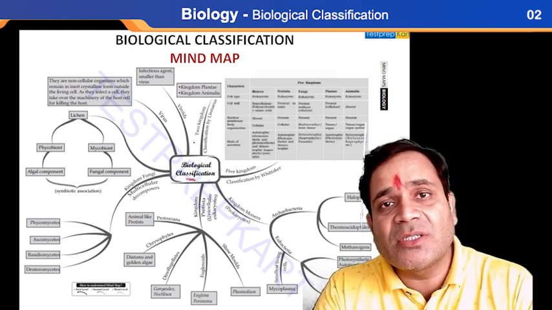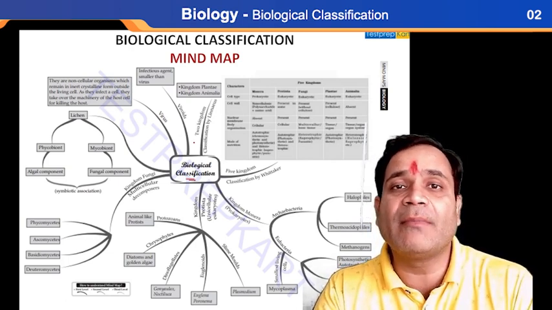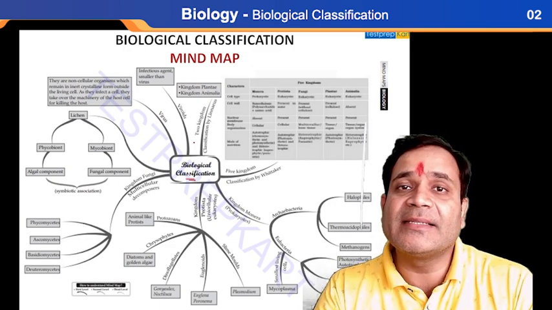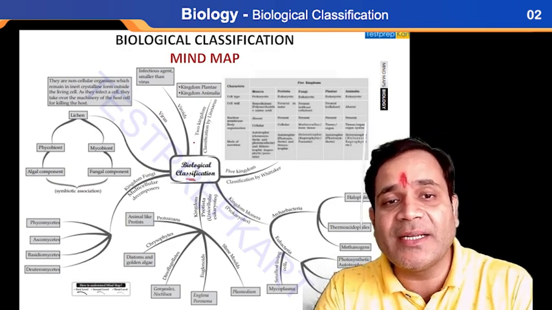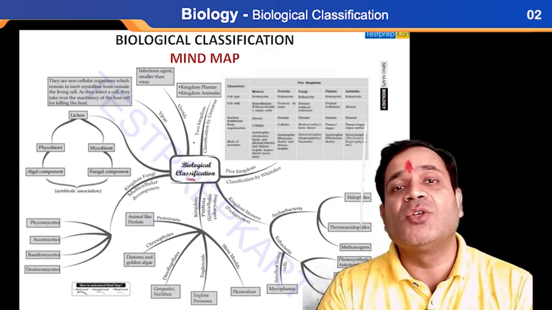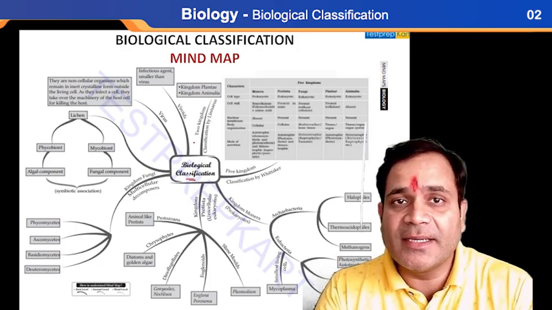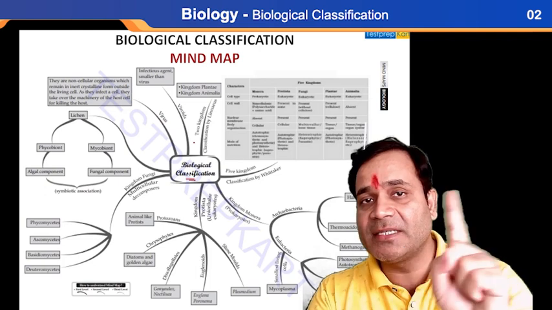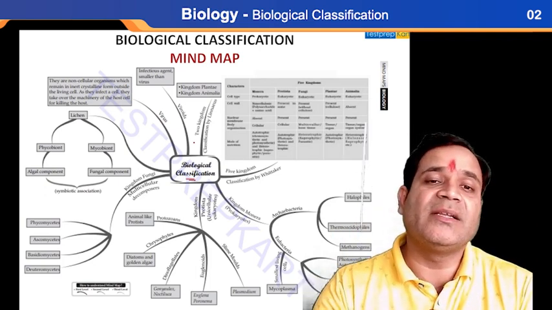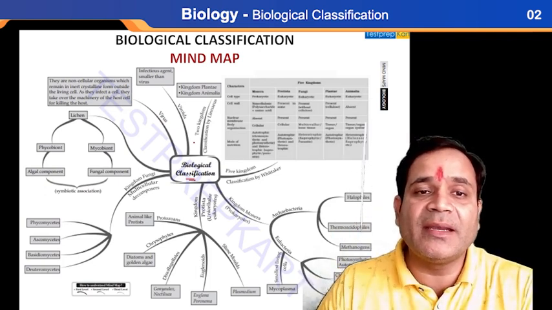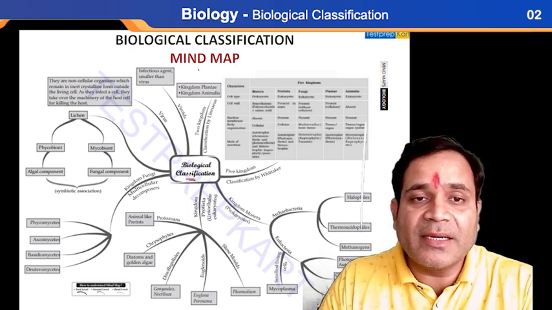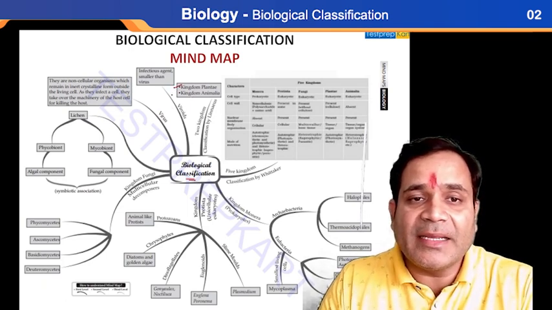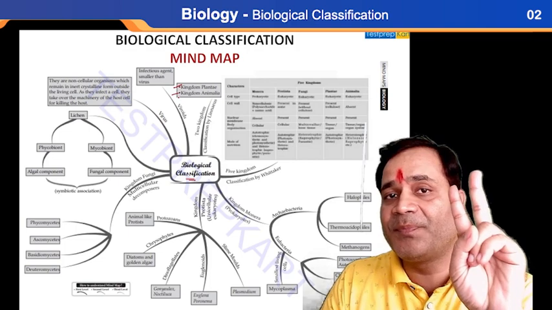After that, the scientist Carolus Linnaeus, my dear, gave the two kingdom classification. Yes, you are correct. Tell me the two kingdoms. First was the plant kingdom, and the second one is the animal kingdom, my dear. So here it is also written: Kingdom Plantae, number one, and Kingdom Animalia. Here are the two kingdoms, correct?